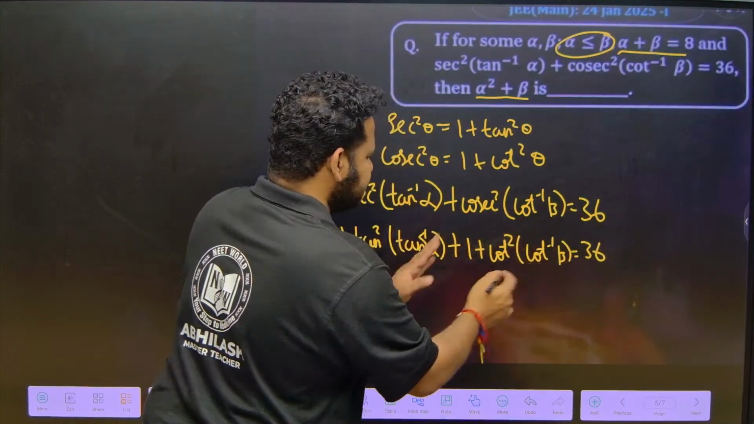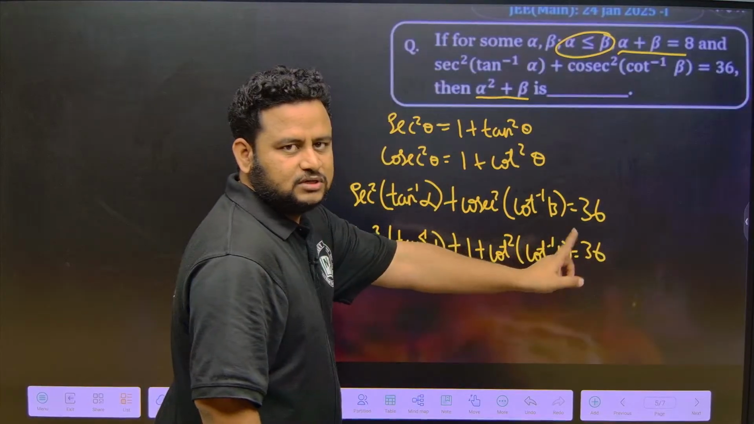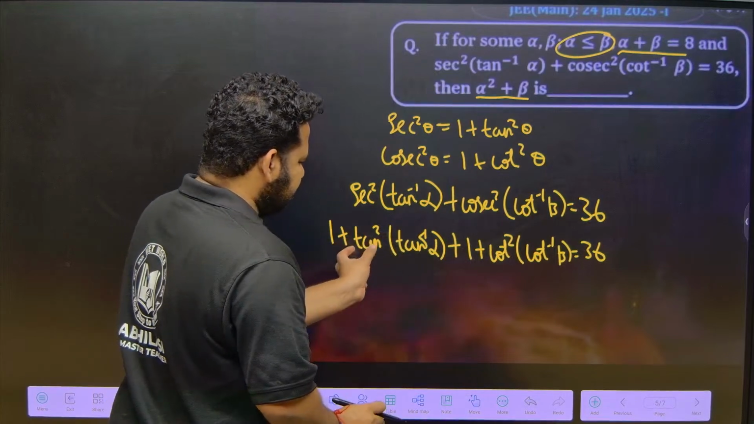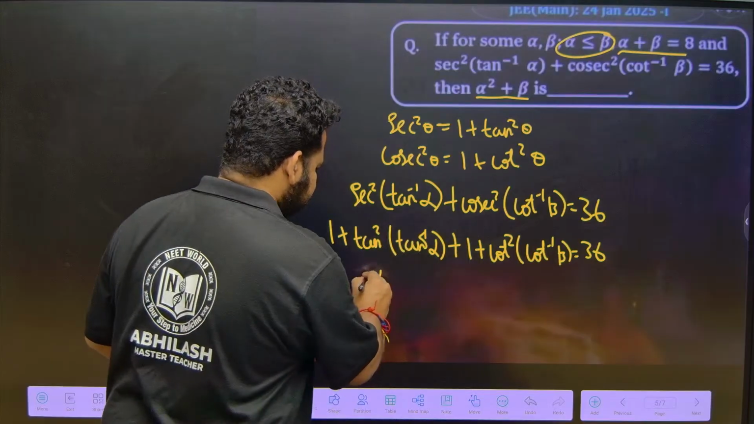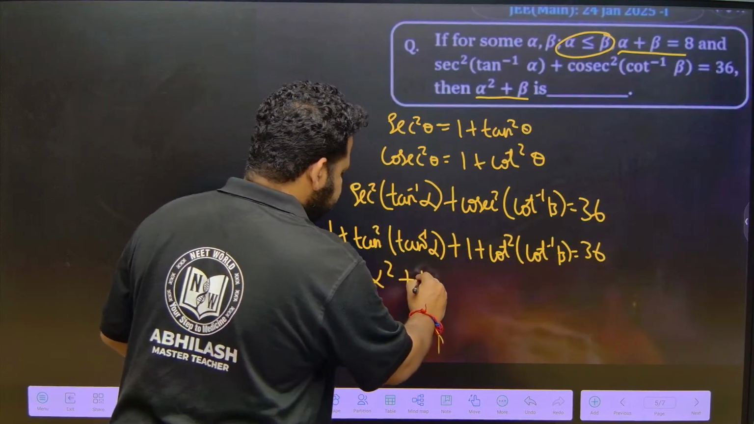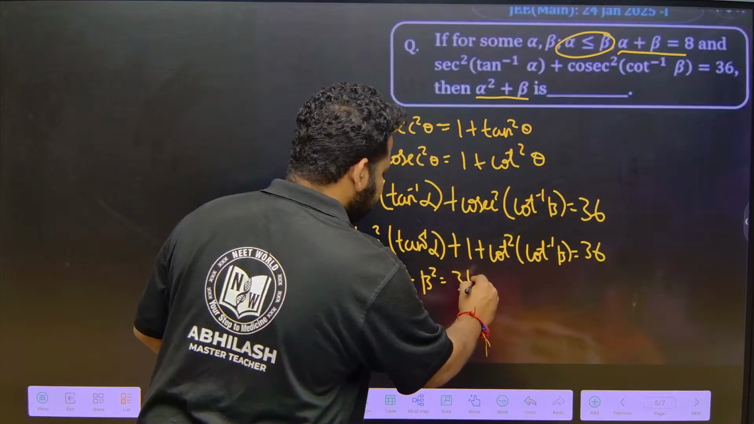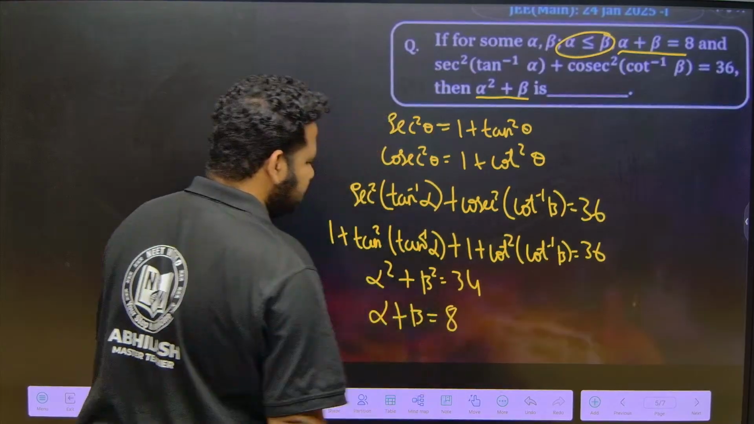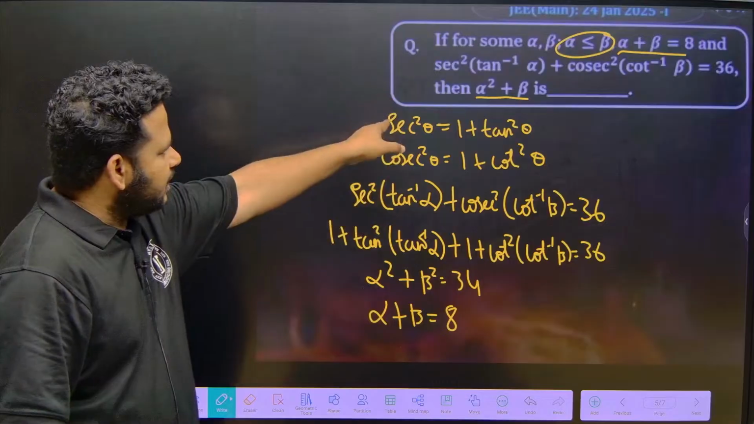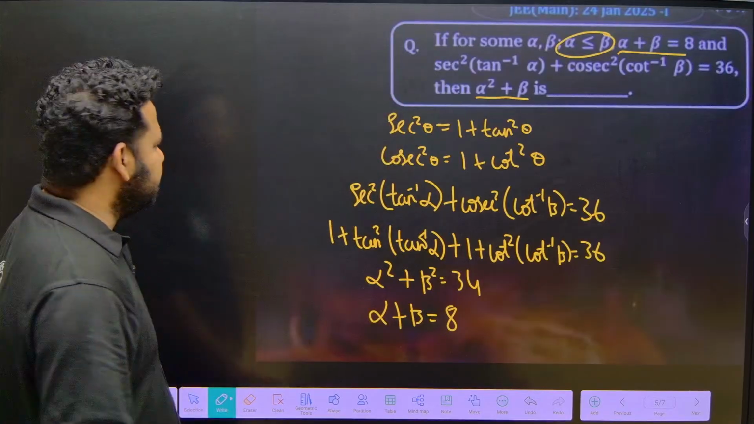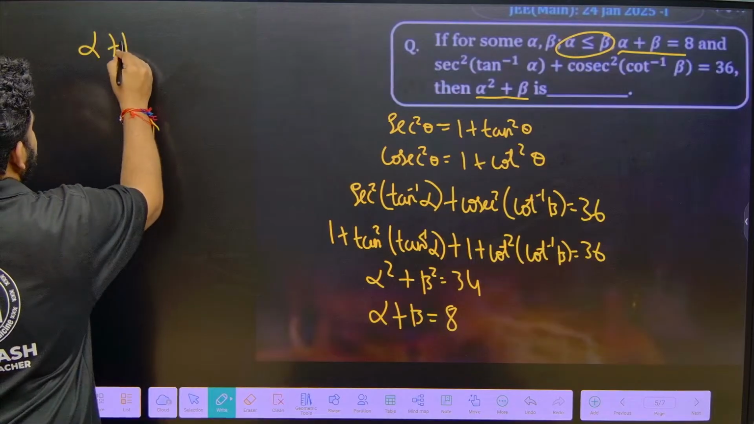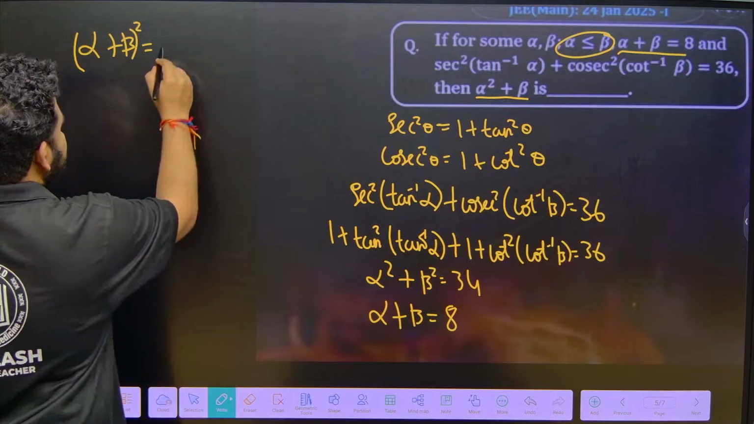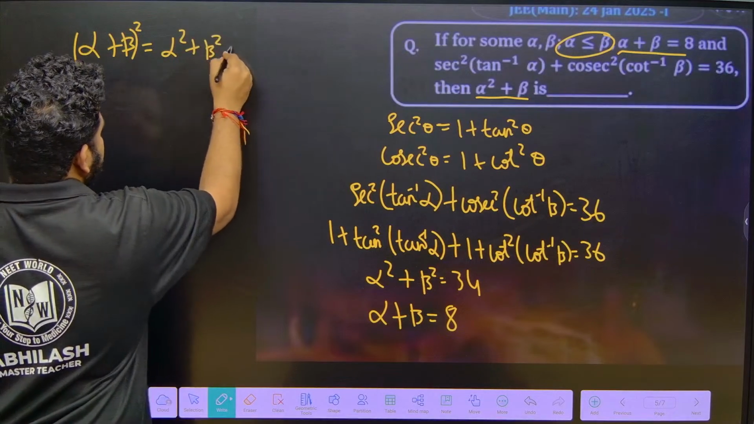So 1 plus 1, if I send it that side, it will become 36 minus 2, that is 34. Tan square tan inverse of alpha is nothing but tan of tan inverse of alpha into tan of tan inverse of alpha, that will become alpha square. Similarly this will become beta square. So alpha square plus beta square is 34. They were given alpha plus beta is equal to 8. Now we have to find alpha and beta. To find alpha and beta, let us use our identity, very famous and most used: a plus b whole square is equal to alpha square plus beta square plus 2 alpha beta.